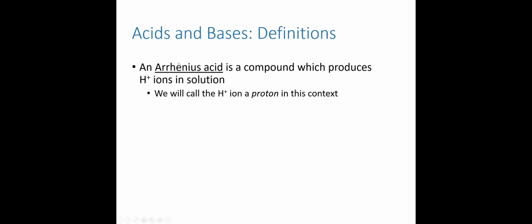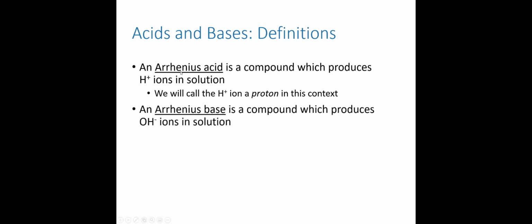The opposite, if there is an opposite to an acid, would be the base. And so by the Arrhenius definition of a base, it is a compound that makes these ions in solution. And what do we call those? You'll recall those are called hydroxide ions.